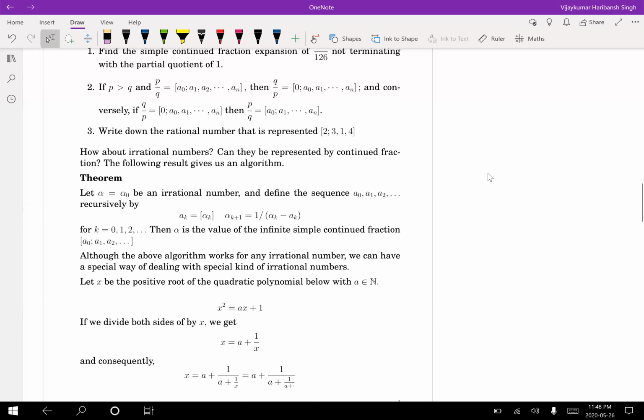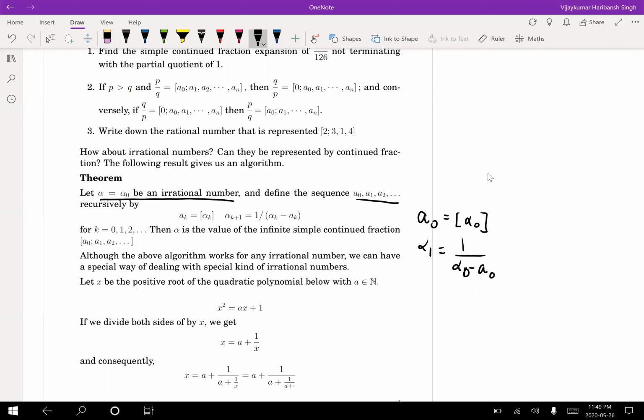So there is a procedure for this. The procedure is as follows. Say alpha, alpha 0, is an irrational number. You want to construct a simple continued fraction for this, starting with a0, a1, a2, and so on. It won't be finite. The way you go about it is as follows. a0 will be the integer part of alpha 0. And then from there, you construct alpha 1 as 1 upon alpha 0 minus a0.